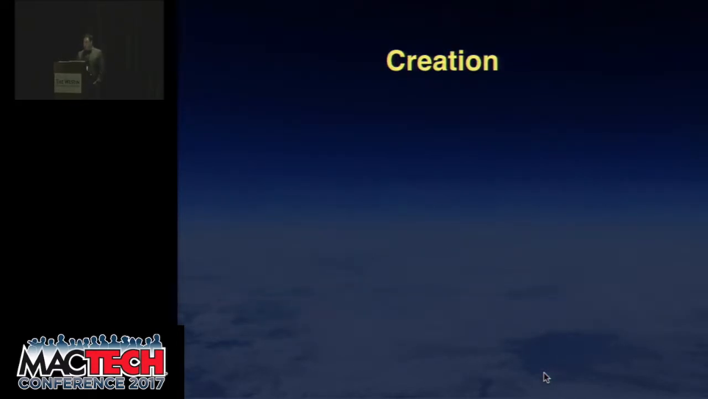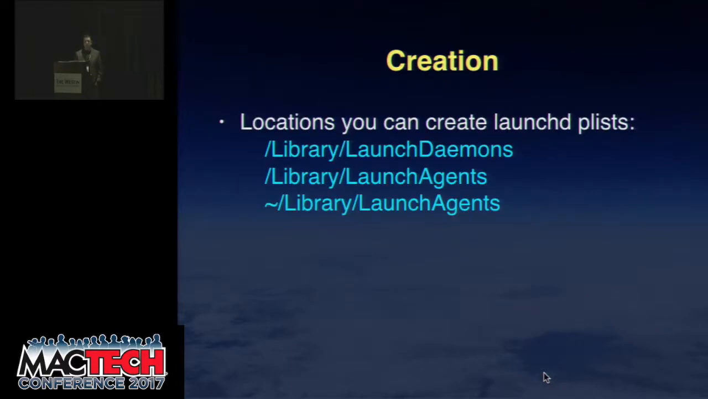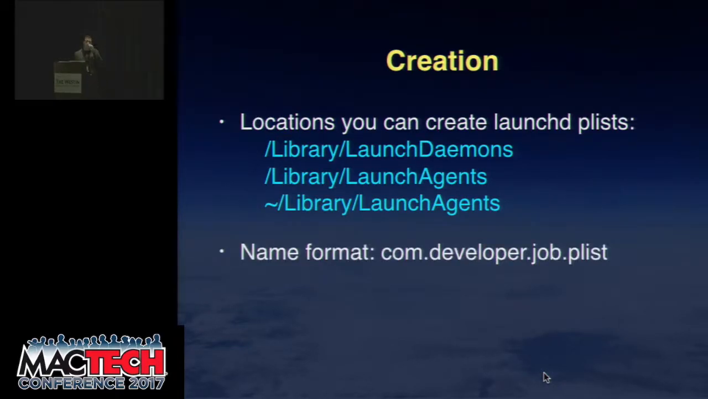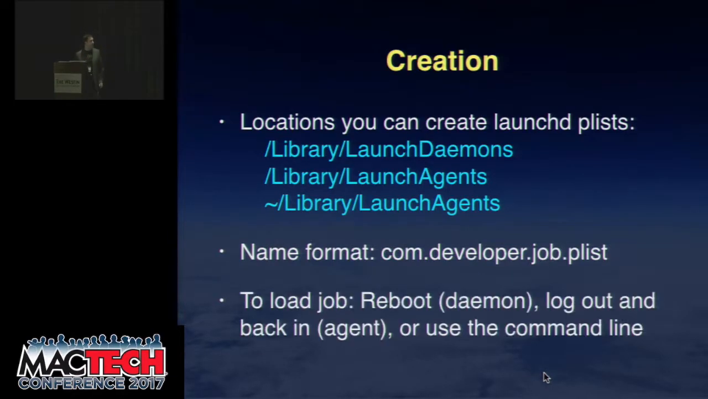Creating your own launchd plist files is very similar to modifying them. These are the locations you could potentially do this in: the Library launch daemons or agents folder, or the home Library launch agents folder. The name format should be something like com.developer.thejob, kind of what it does, .plist. And again, they don't kick in dynamically. You either have to reboot, log in or out, or issue the commands to unload or load them.